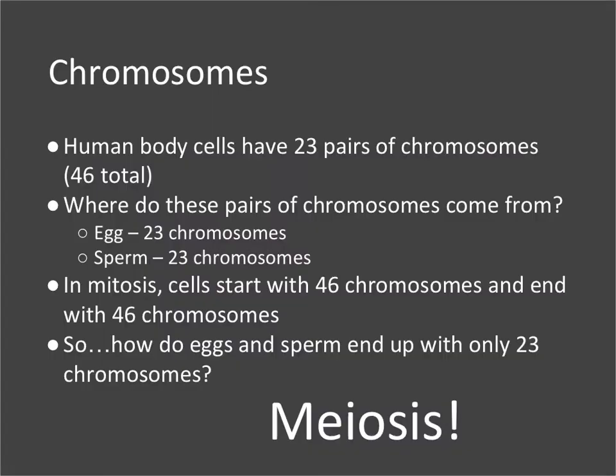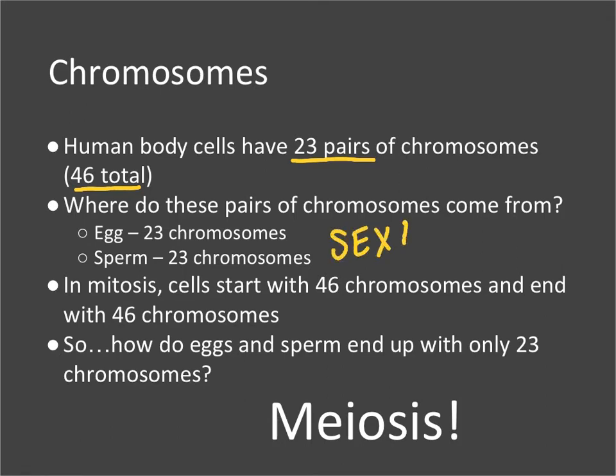So this slide here reiterates what I talked about on the previous slide, that human body cells have 23 pairs of chromosomes for 46 total. So the vast majority of the cells in your body, with some exceptions, have these 46 total chromosomes, which are arranged as 23 pairs. And so where do these pairs of chromosomes come from? Well, they come from sex, really. So they come from the fact that your parents had sex.